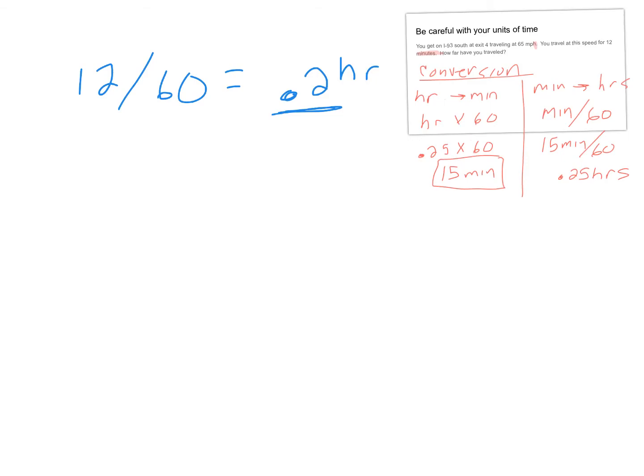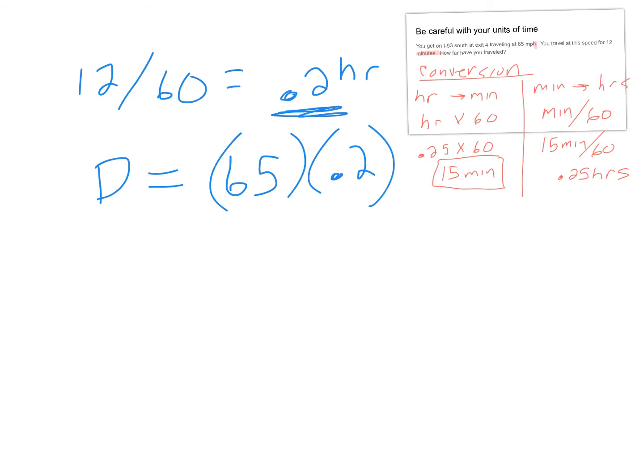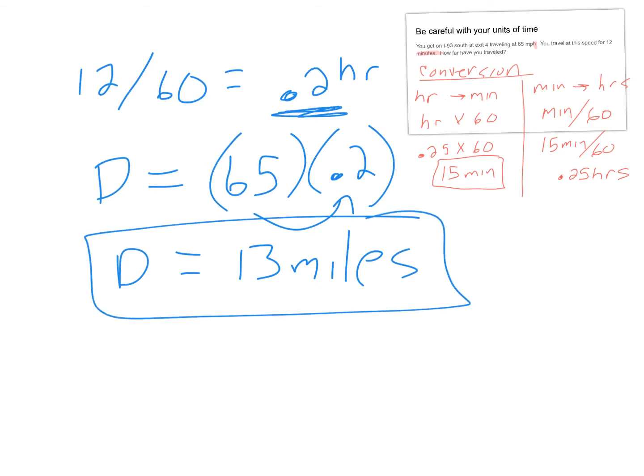So now that we have this, this is what goes into our equation. D is equal to my rate, which is 65 miles an hour, for about 12, or not 12 minutes, which is 0.2 hours. So we're going to multiply that together. 65 times 0.2 means your distance is about 13 miles. And again, if you think about it, that makes more sense, right? 65 miles an hour for 12 minutes is about 10 to 12 miles, so actually 13. So just be careful of your units of time.